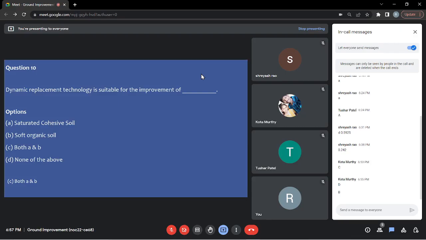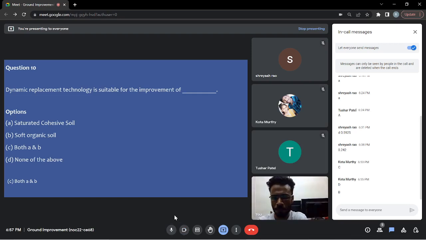The last 2-3 questions were just theoretical, so I didn't spend that much time on them, but if you have any doubt with them, just shoot your question, no problem. So yeah, last question for today's session. Dynamic replacement technology is suitable for the environment of.